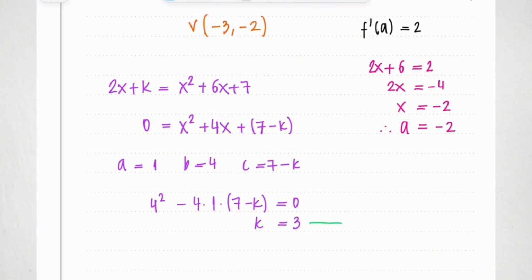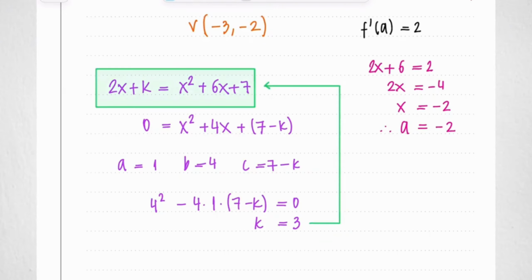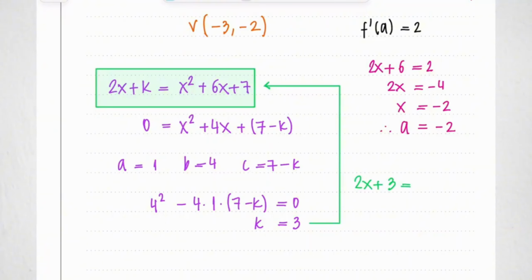And to find the point of tangency, you plug this k equals 3 into this equation, and then you find just one x value, which is the same x value that we found before, which is negative 2. So 2x plus 3 equals x squared plus 6x plus 7, x squared plus 4x plus 4 equals 0. That means that (x plus 2) squared is equal to 0. Therefore, x is negative 2. But again, this is a much slower method.